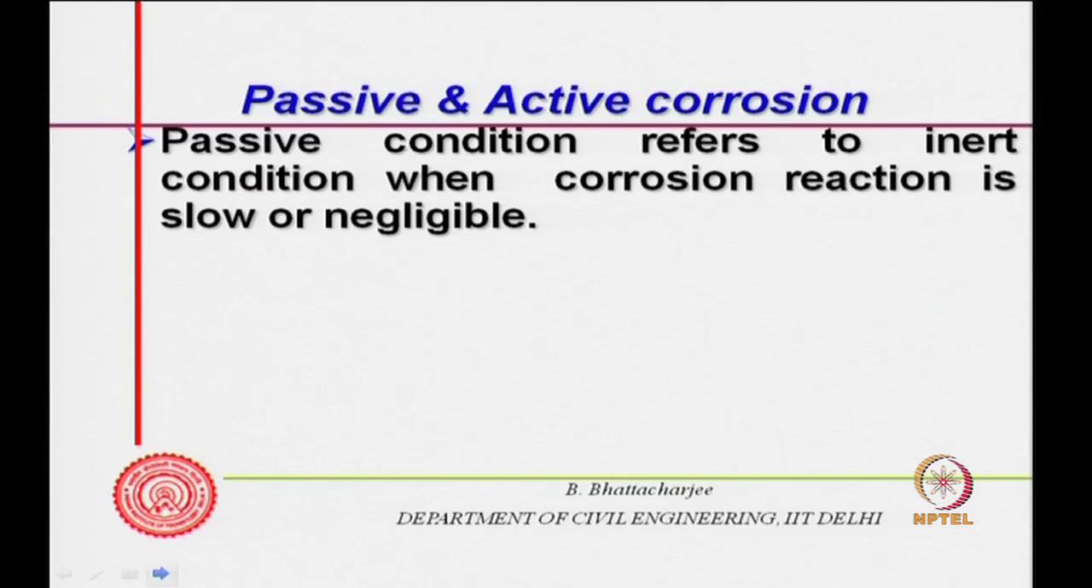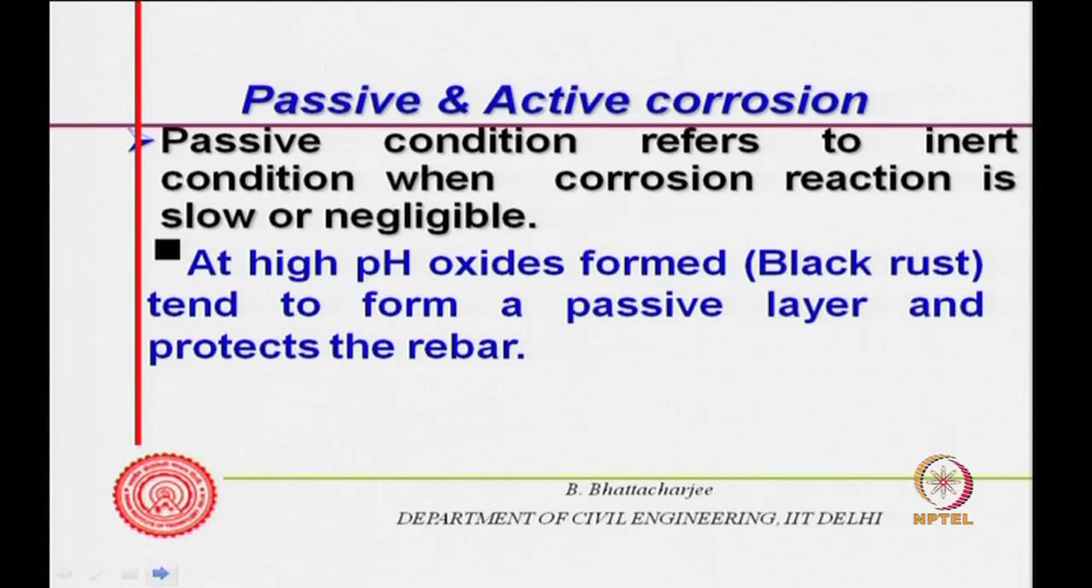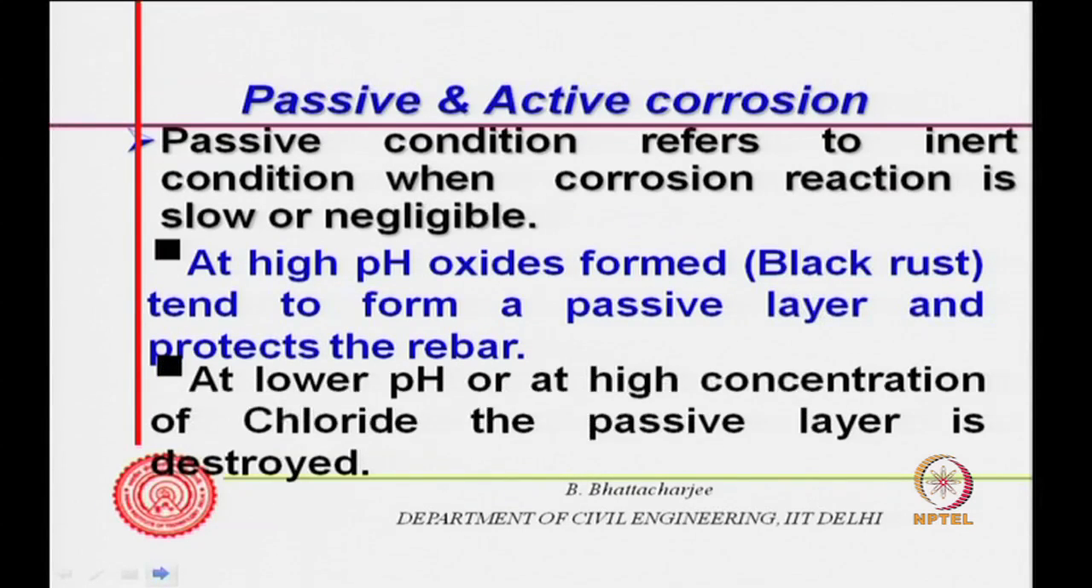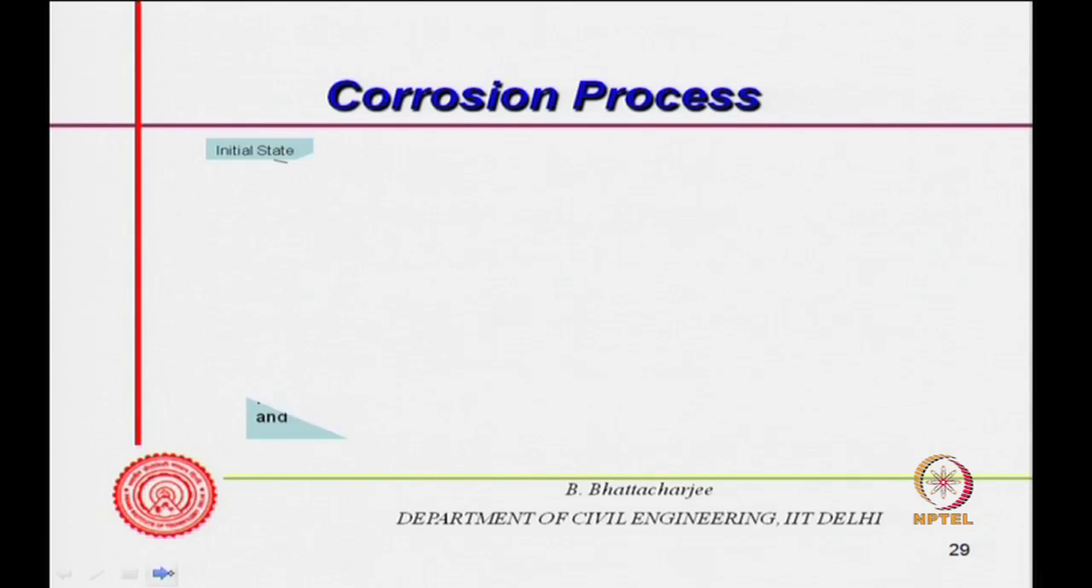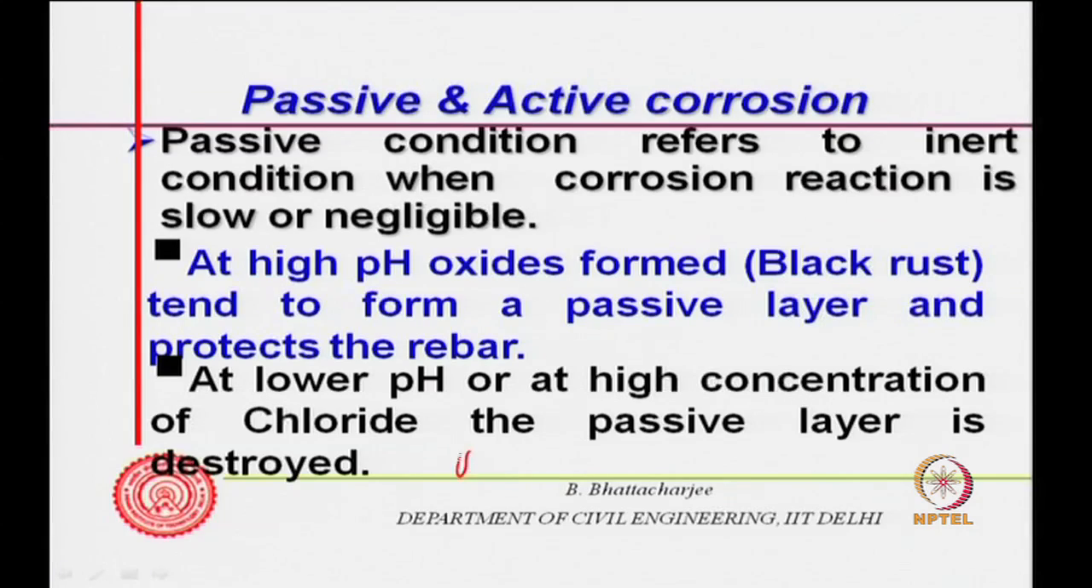We refer to some condition called passive condition, where it is near to inert condition when corrosion reaction is slow or negligible. At high pH, oxides Fe2O3 or Fe3O4 tend to form a passive layer and protect the rebar. That is why I am saying at high pH Fe3O4, or some black rust as we call it, some products are stable, while at low pH FeOH3 of some form, we will come to that sometime later on, that is stable, which we call red rust. So, at lower pH, high concentration of chloride, passive layer gets destroyed, and the stable material is red rust. Red rust can form. So, you see under different conditions, different products can form, red rust can form or black rust can form.